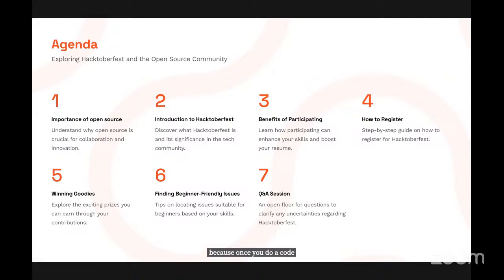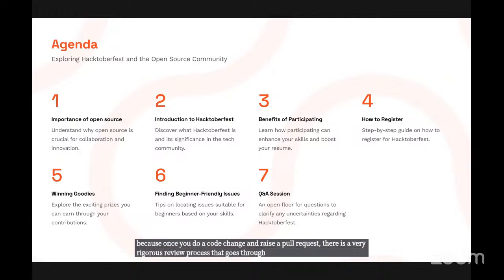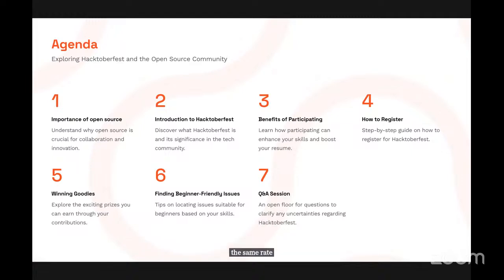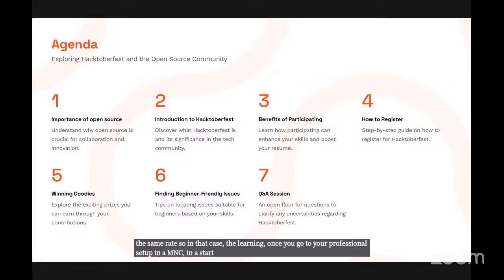Once you make a code change and raise a pull request, there is a very rigorous review process behind it. They will say your naming of variables is not right, your code practice is not right, you have not written the test cases. So a lot of learning happens, because as a college student you are not very aligned with industry-level coding practices and all the nitty-gritty about them. Once you go to a professional setup, in an MNC or a startup, all of that information you learned during open source contribution comes in handy, so you do not make those mistakes in your company. That gives a very positive impression of you in that company. So that is all of the advantage.